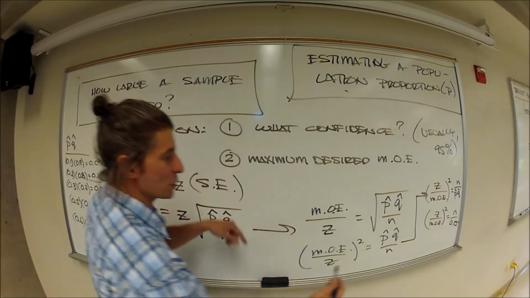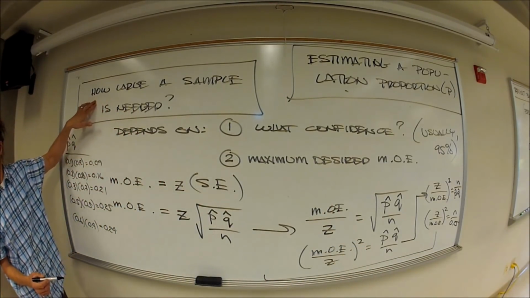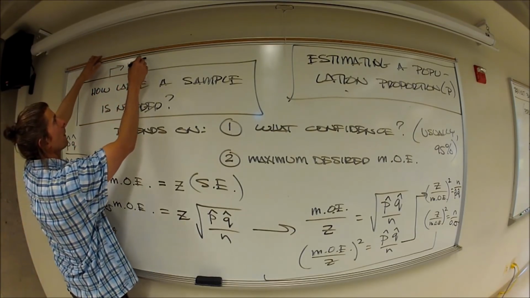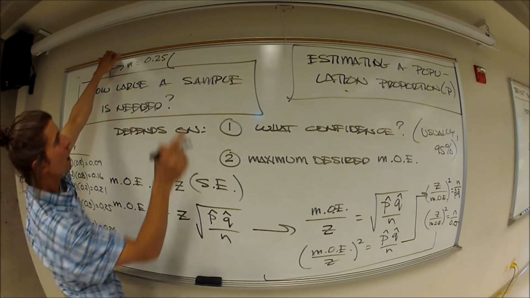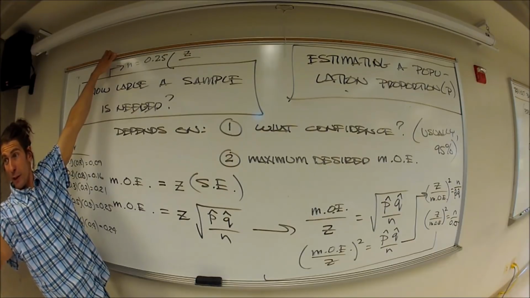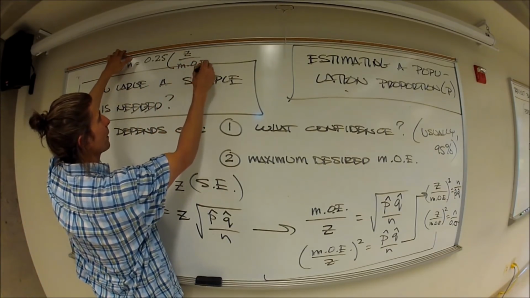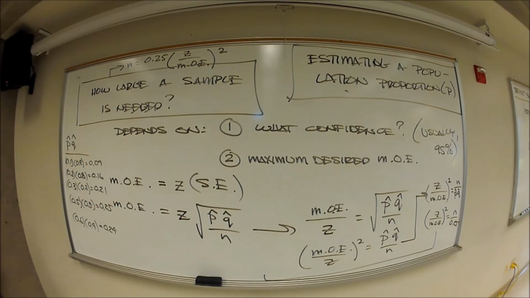And to answer the question, how large a sample is needed, all you've got to do is figure out 0.25 times your z-score, which is tied to your confidence, as Jamie pointed out, in this case it's 2, times your margin of error, and square that. And that will tell you how large a sample you should have to be that confident with no more than that margin of error. Go ahead, Beth.